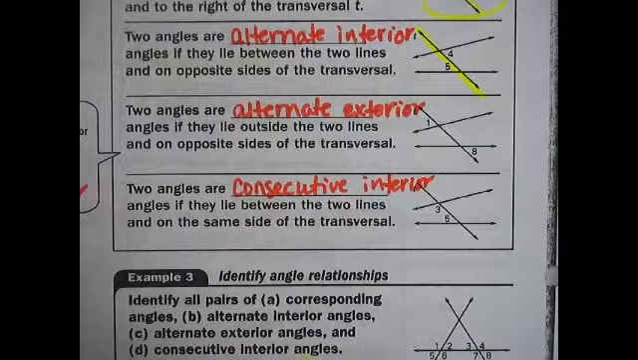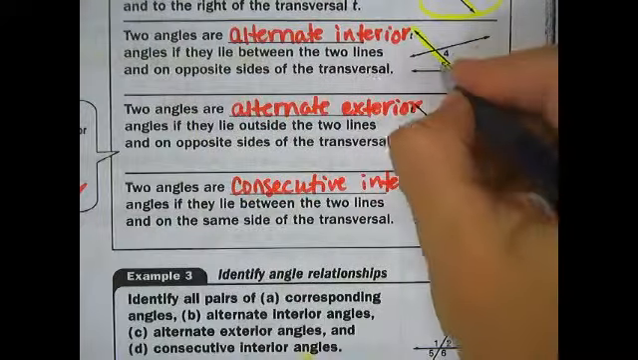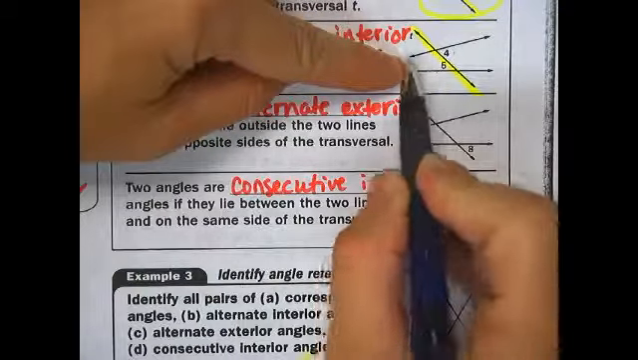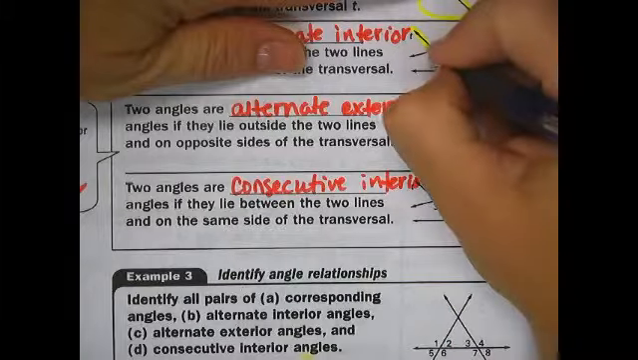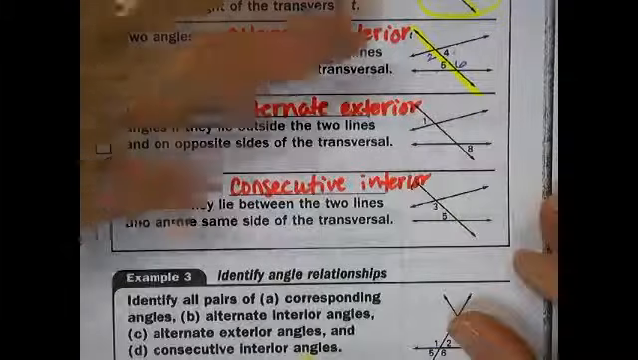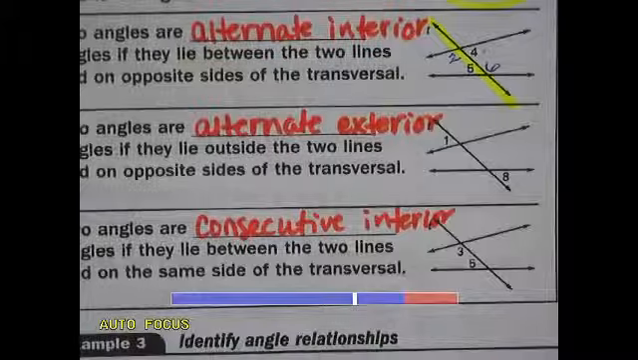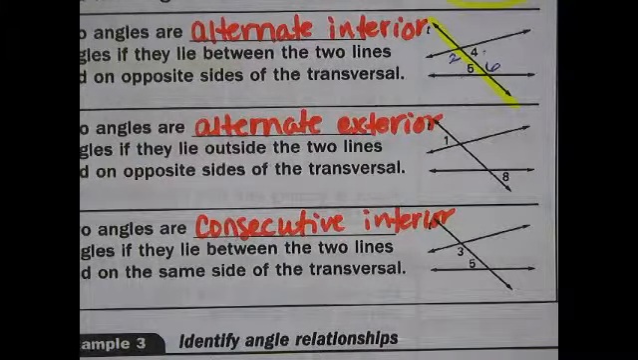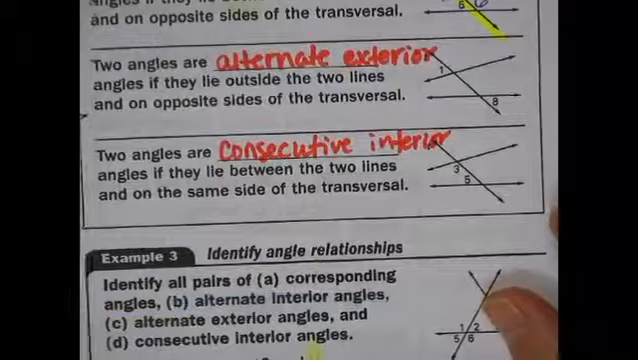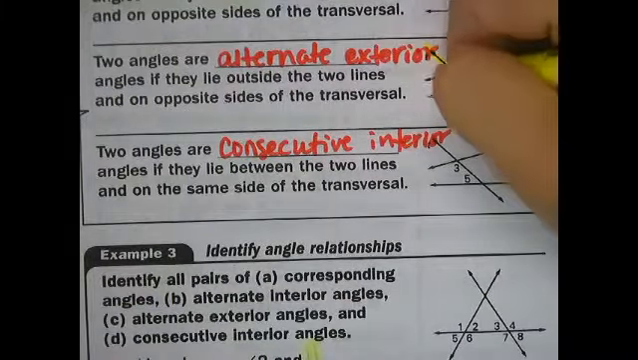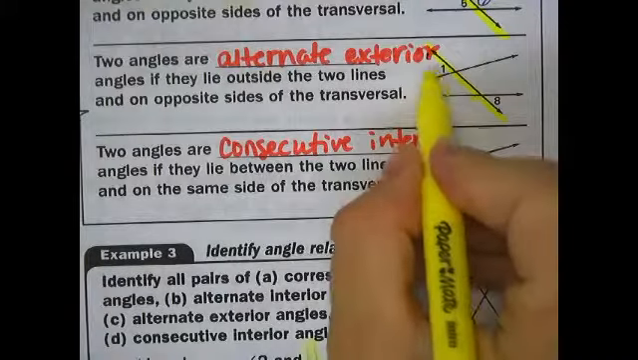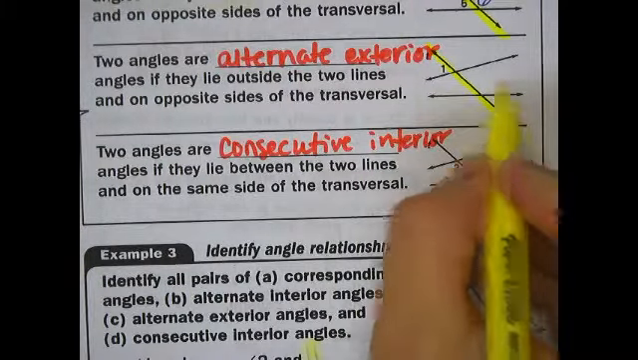The next one, two angles are considered alternate interior angles if they lie between the two lines and on opposite sides of the transversal. So you've always got to locate your transversal. And notice the word alternate is because they're on opposite sides of the transversal, and interior because they're on the inside of the other two lines that the transversal's cutting. So if we were to label this 2 and 6, 2 and 6 would also be alternate interior angles.